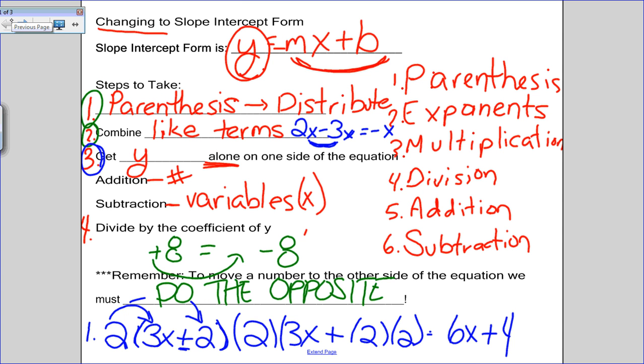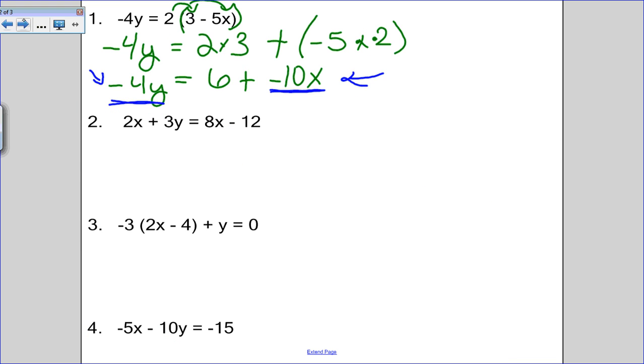Okay. Moving on to our very last one, it says divide by the coefficient of y. What is the coefficient of y here? Do we have that? Good. It's negative 4. So we need to divide both sides by negative 4, correct? All right, let's do that then. Divide by negative 4, and divide this side of the equation by negative 4. Okay, negative 4 divided by negative 4 is 1. We cancel that, so we have y equals, what is 6 divided by negative 4?